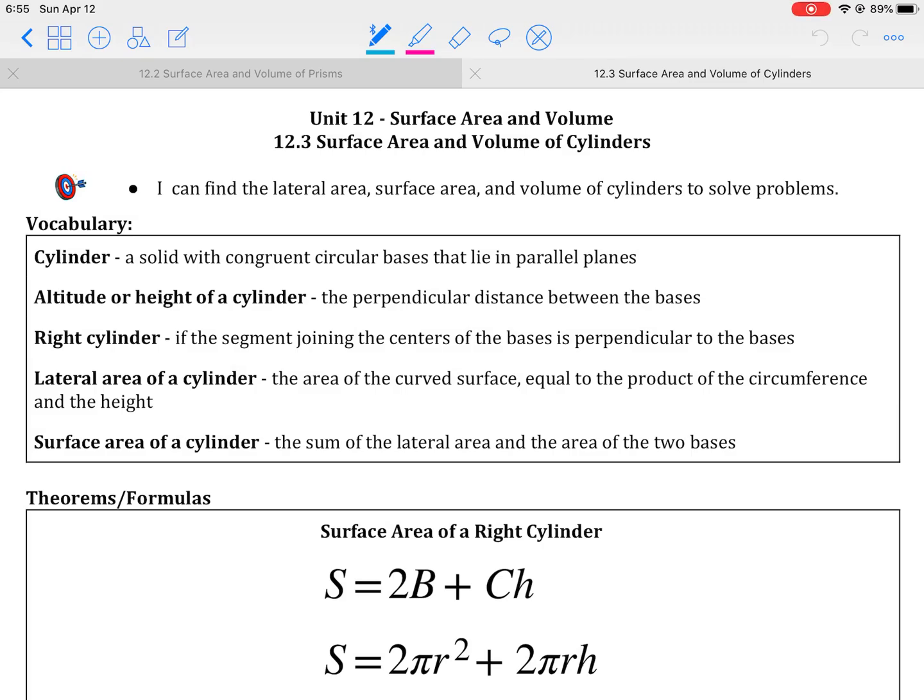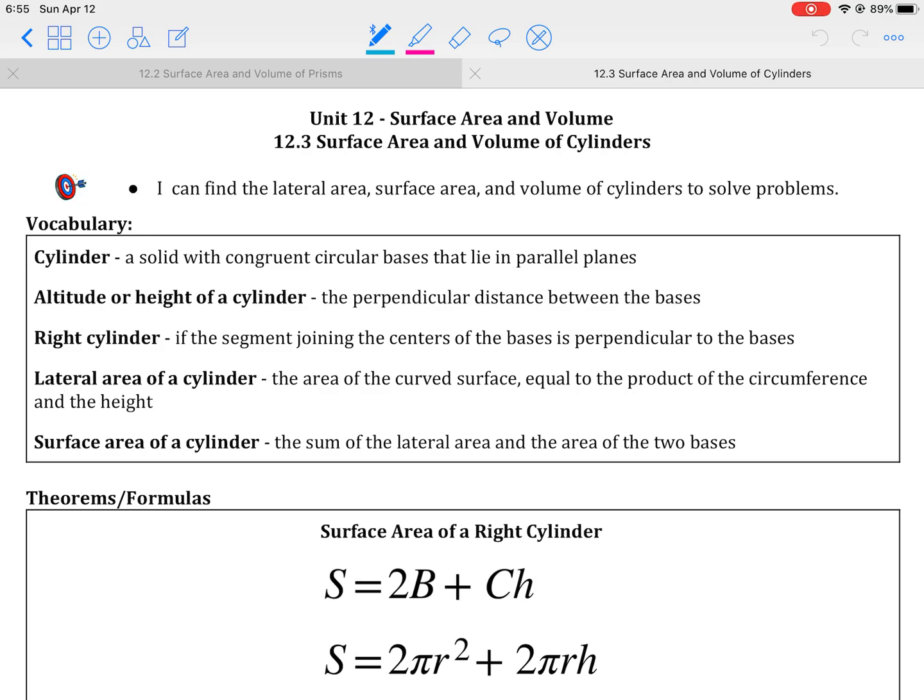In this lesson we're going to be talking about surface area and volume of cylinders. And so you'll probably find some similarities between when we're talking about cylinders and when we're talking about prisms. A prism is a polyhedron, while a cylinder can't be because it has that circular base.